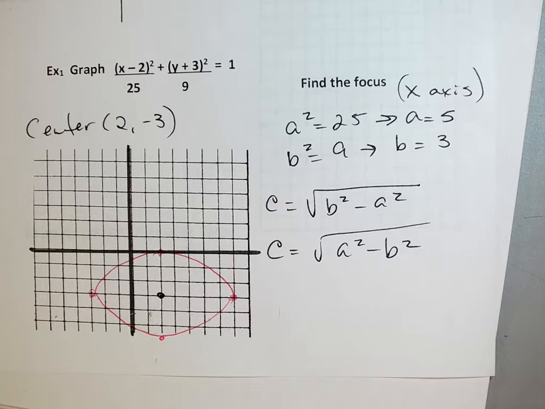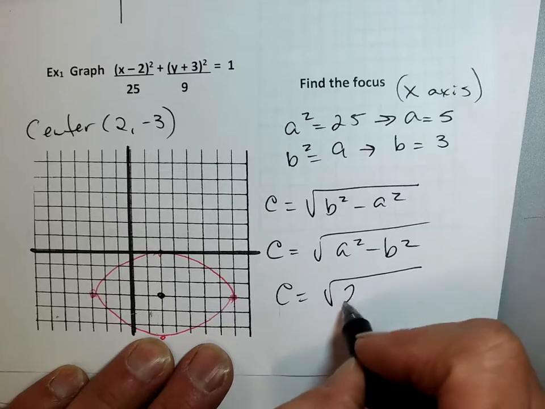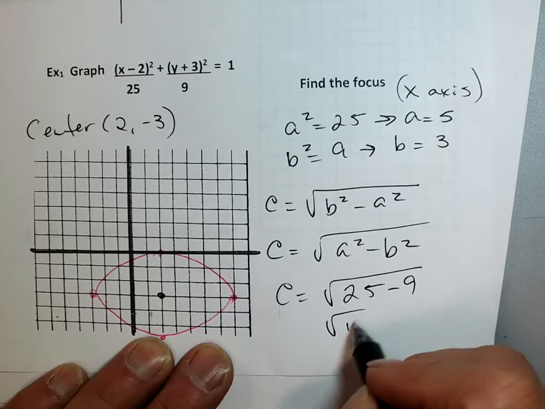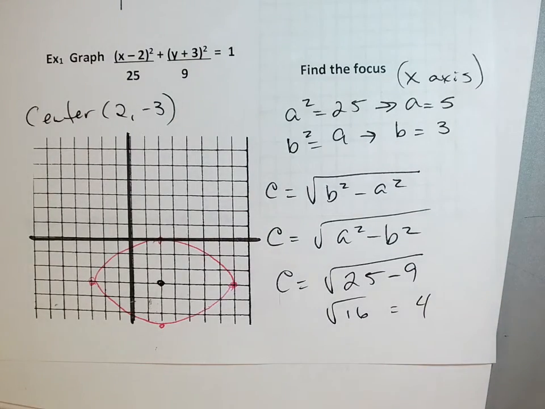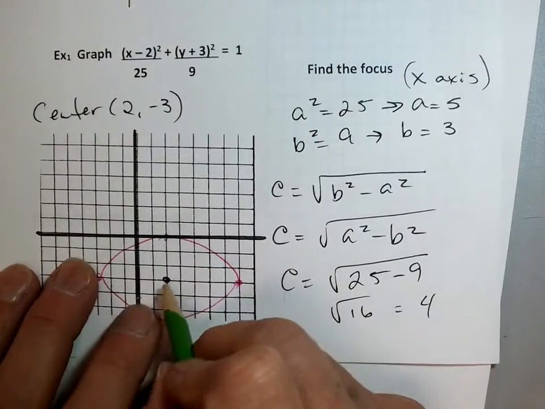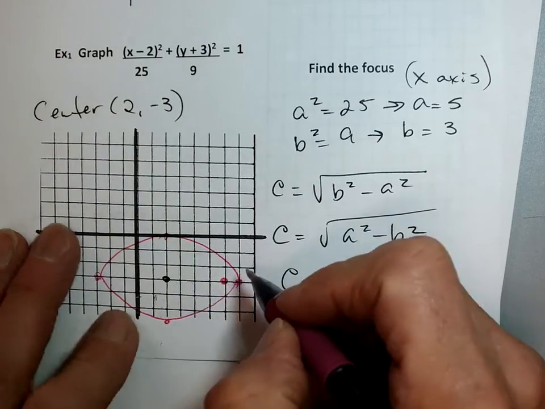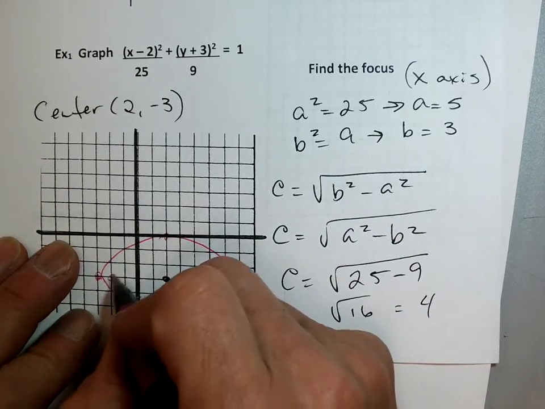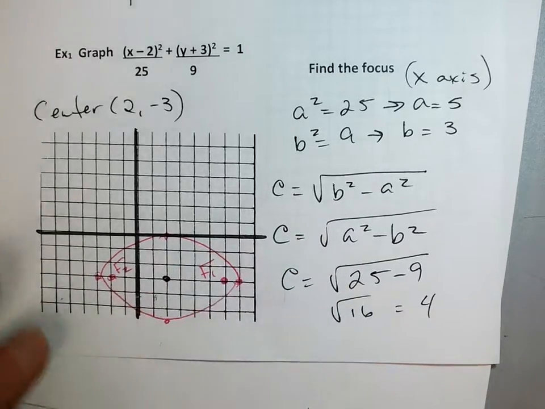So we're going to find the value of c. We're going to take the square root of 25 minus 9, which is the square root of 16, which is 4, okay? So my focus, let me see if I can get a different color. My focus is sitting here, 1, 2, 3, 4. Here's my focus, and 1, 2, 3, 4. Here's my other focus. So we'll call that F1 and F2, all right?